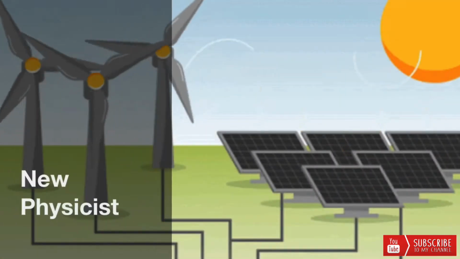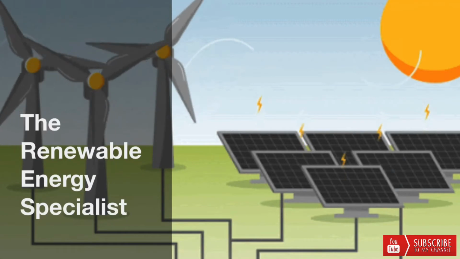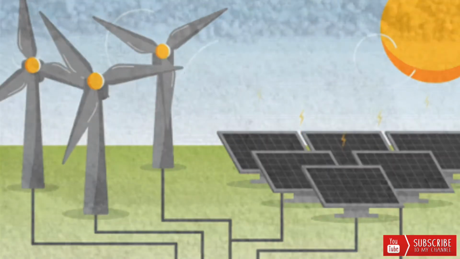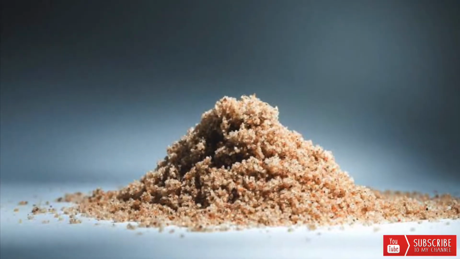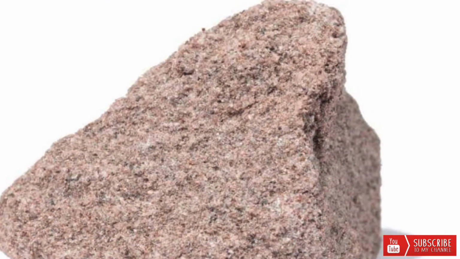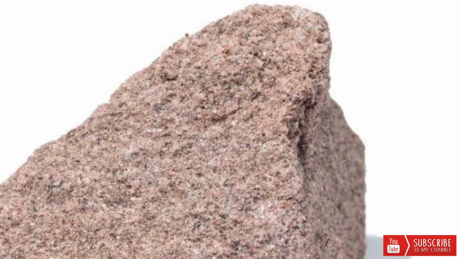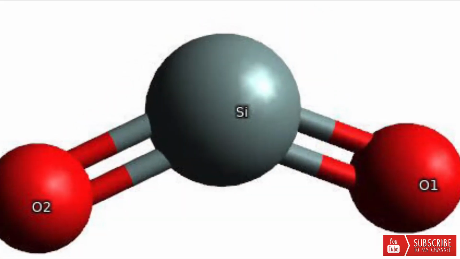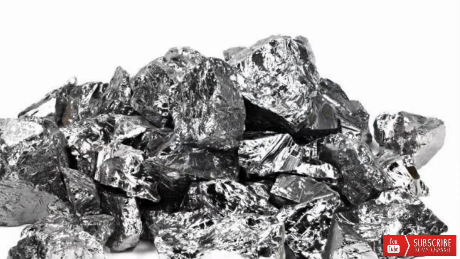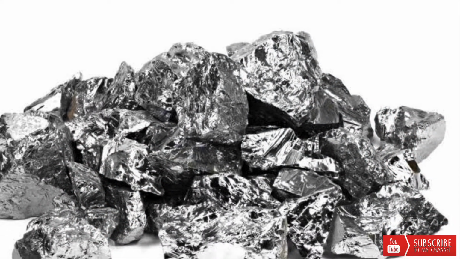This is New Physicist. Once you learn about what's happening inside a solar cell factory, all your doubts will be vanished. It all starts with a raw material, which in this case is sand or quartzite, more precisely silicon dioxide, from which we have to extract precious silicon. Silicon is abundantly available, making it the second most available element on Earth.